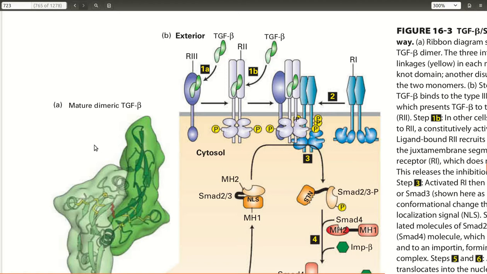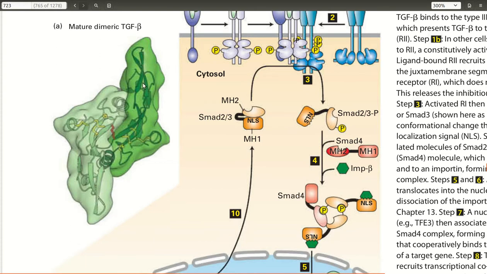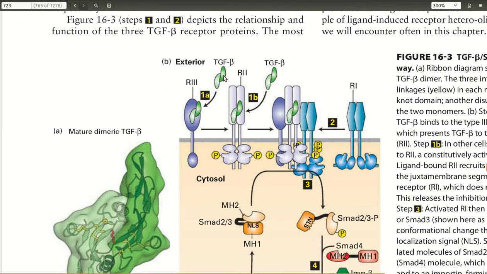Okay, so I'm going to talk about how TGF-β signaling works. So TGF-β is a dimer, shown here in this image. So it has two parts. They're linked together by this red disulfide bond. And so one of the dimers is light green, the other one is dark green. So this protein TGF-β, which stands for transforming growth factor beta, is present in extracellular fluids or media.